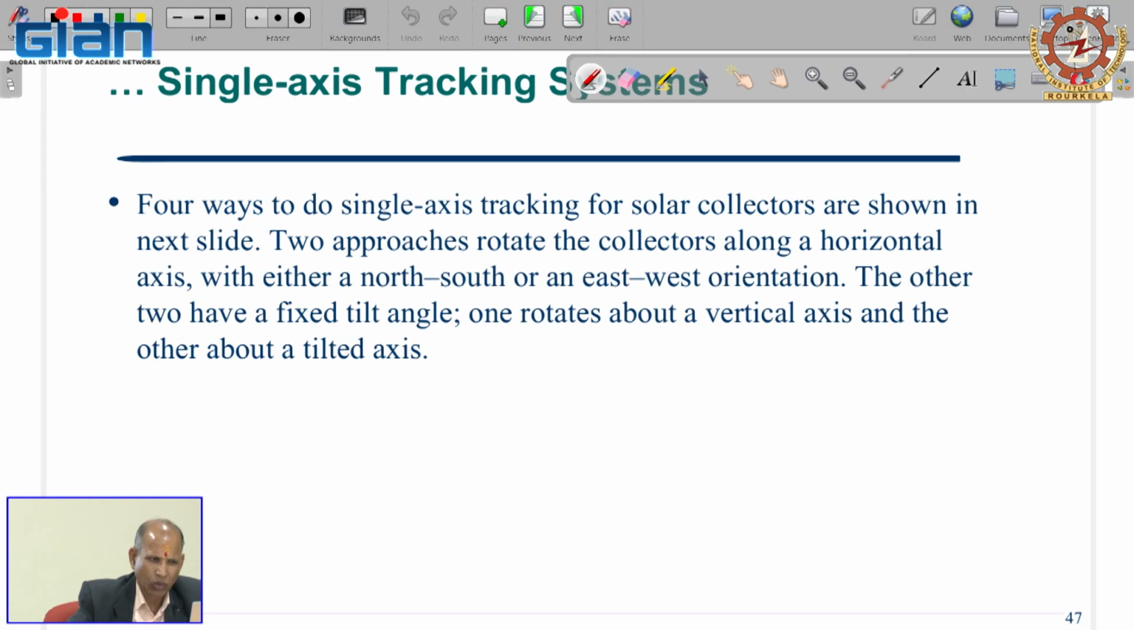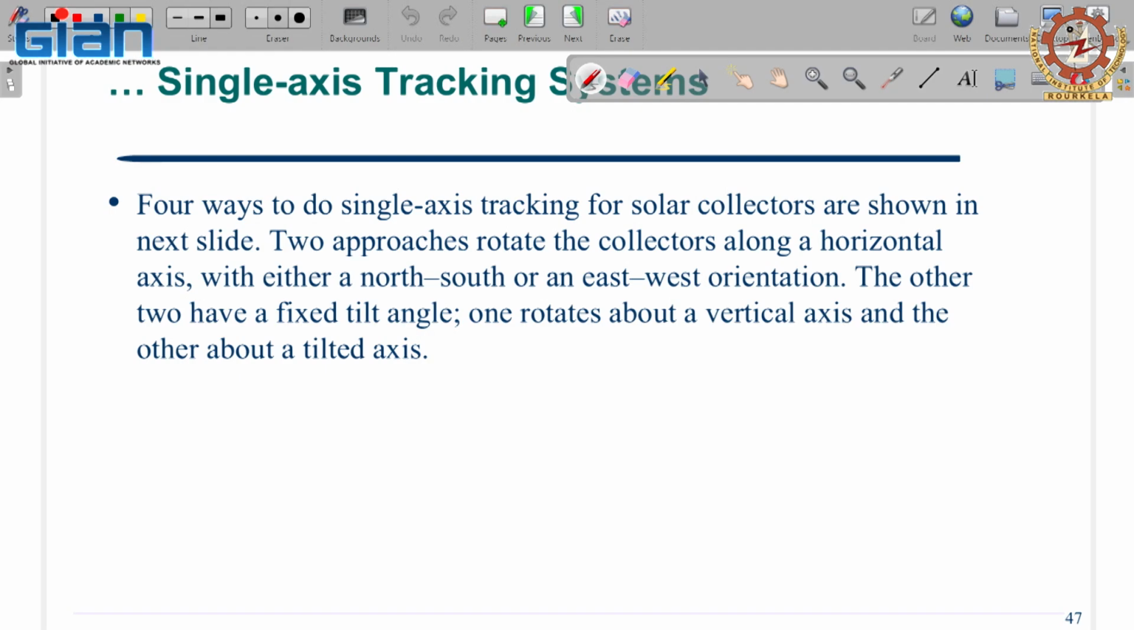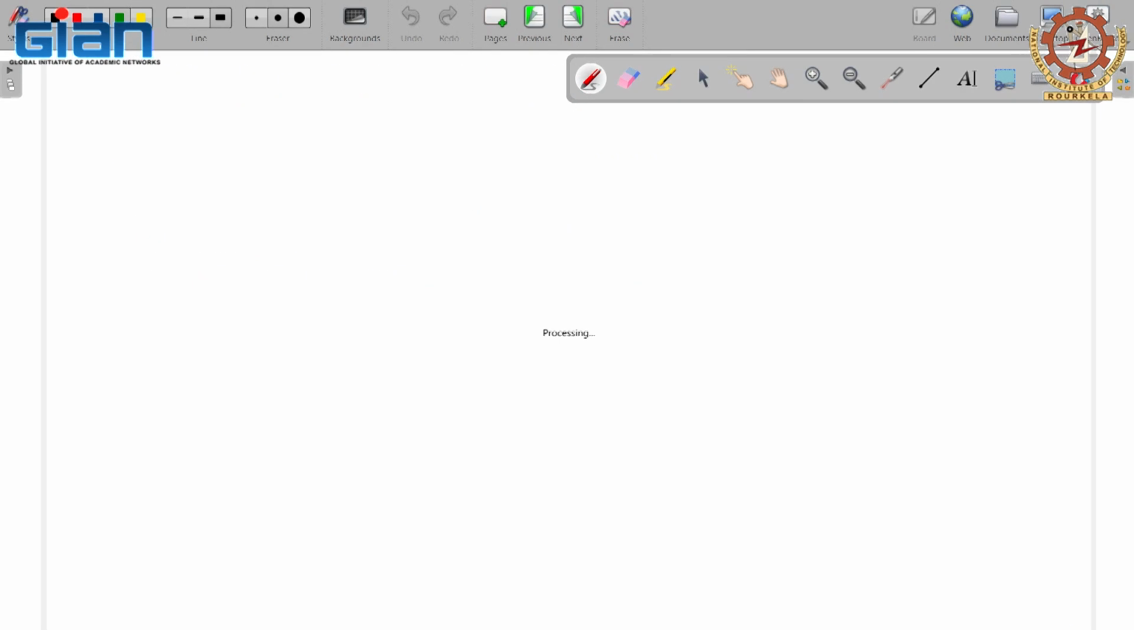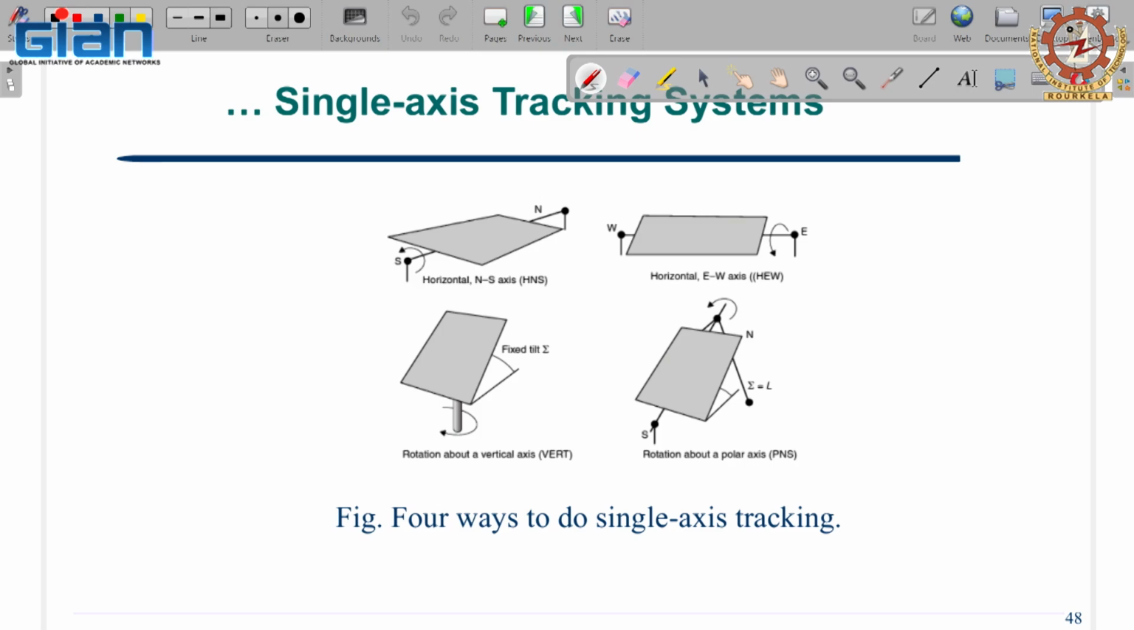Same way you can have the single axis tracking. There are four different ways to do the single axis tracking. This part is added in the new book. Whatever you will see some pictures, the picture I asked you to download in that book, you will not see that.